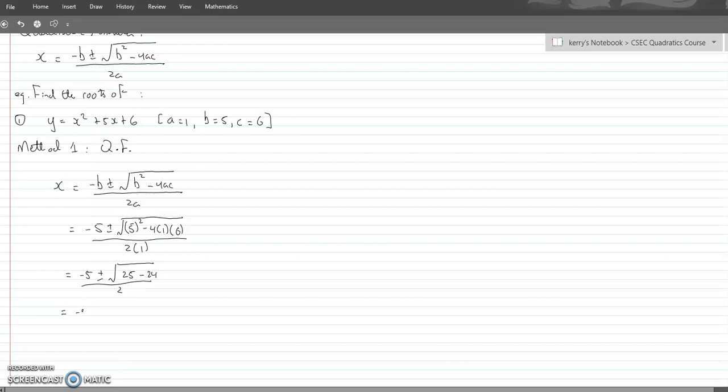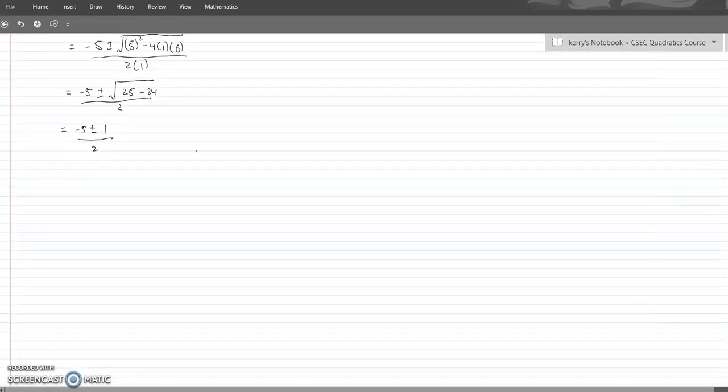So now this gives us minus 5 plus or minus, now this we can work out a bit quickly. 25 minus 24 is 1 and the square root of 1 is 1, all over 2. Right? So what this gives us here is two values. So x is equal to this. Therefore, x1 is equal to minus 5 plus 1 over 2. When we work this out, minus 5 plus 1 is minus 4. Minus 4 divided by 2 is minus 2.